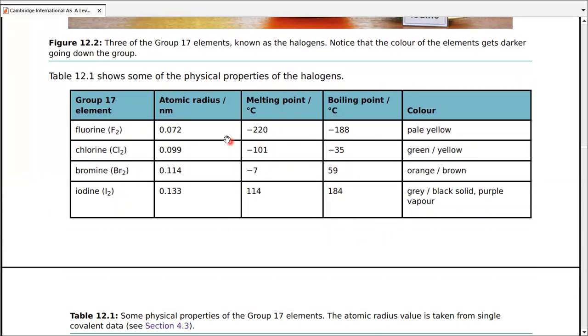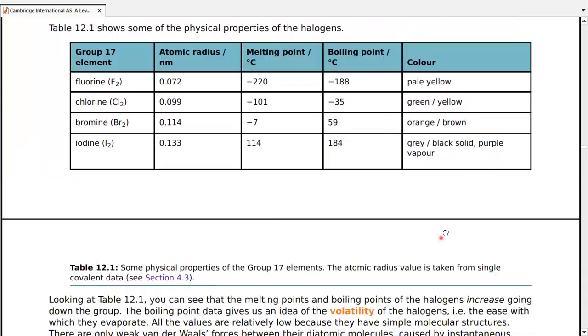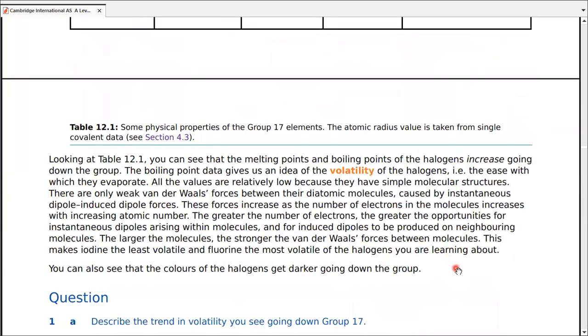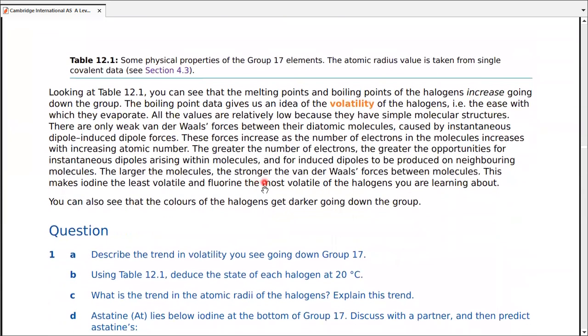The atomic radii increase down the group. The melting points are also increasing, the boiling points are also increasing, so does the density, and of course the color is getting darker. Now looking at the table for melting and boiling points, since they're increasing, the boiling point gives us the idea of volatility, the ease with which they evaporate. All the values are relatively low because they have simple molecular structures.